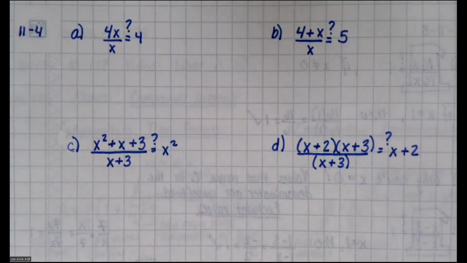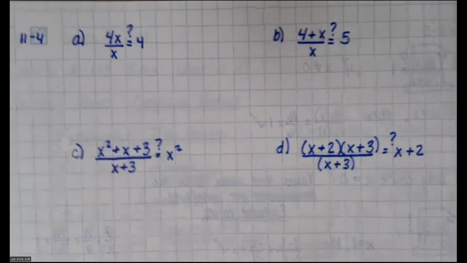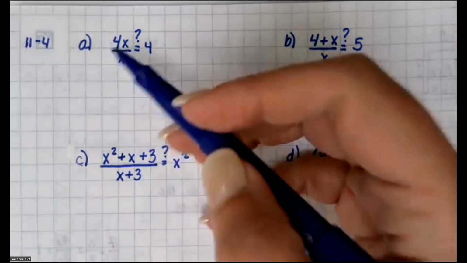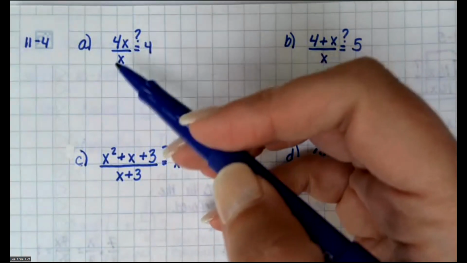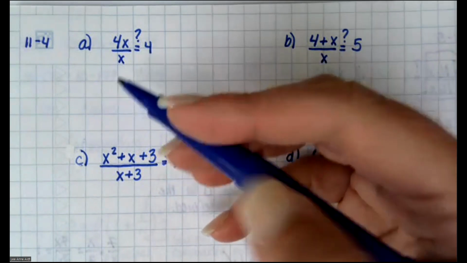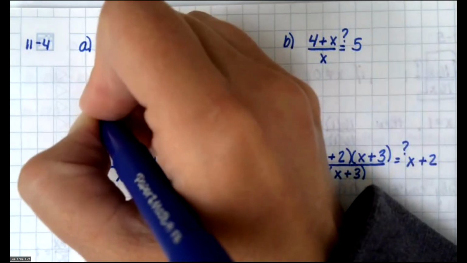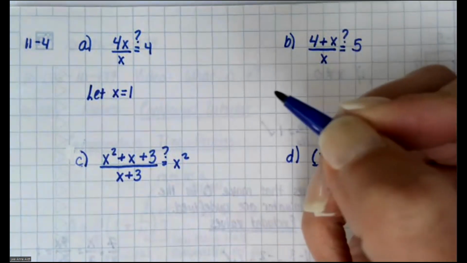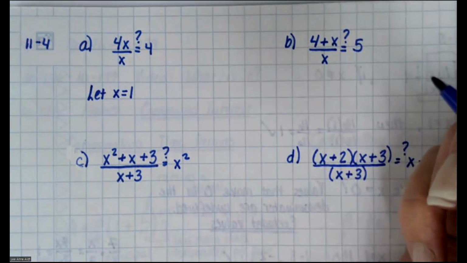Okay, so some of these are true, some of them are false. There's 2 true ones, 2 false ones here. And the goal is for us to figure out what's legal to cross out and what's not. So that's what we're trying to do here. My question in A is: is it okay to cross out those X's? Okay, in order to do that, we're going to plug in 1. Why did I not plug in 0?